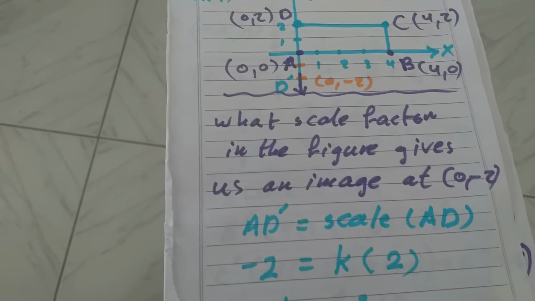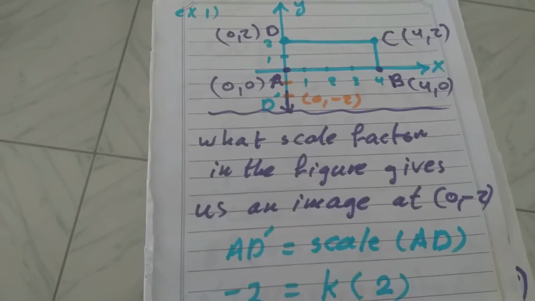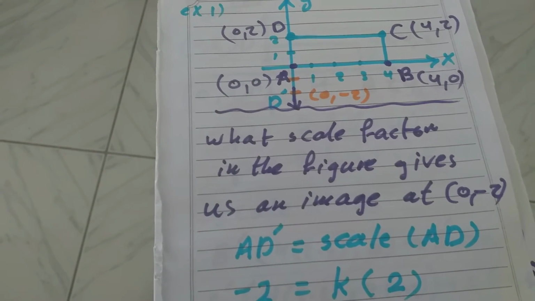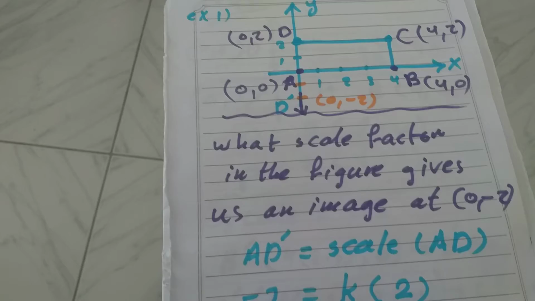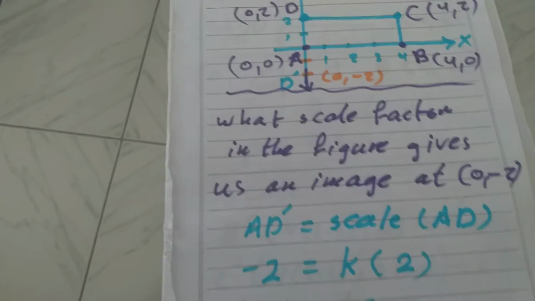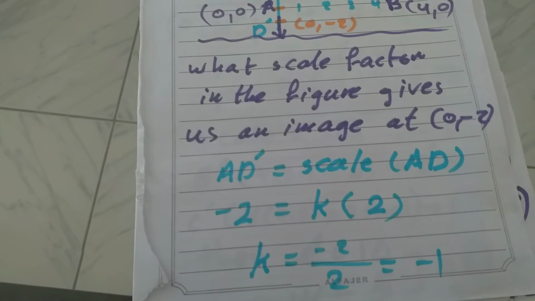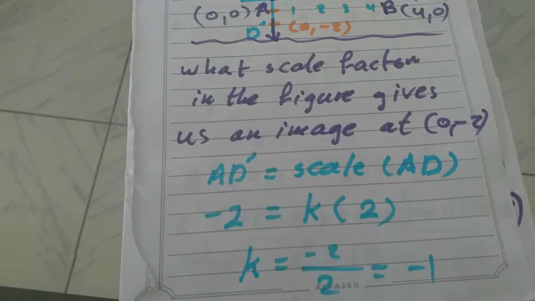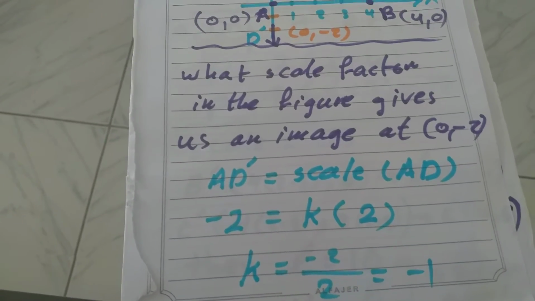It's AD prime equals the scale factor times AD. So the scale factor should be AD prime over AD. What's the length between A and D prime? It's negative 2. And what's the distance between A and D? It's 2. So k equals negative 2 over 2, and the answer is negative 1. This is how we find the scale factor.